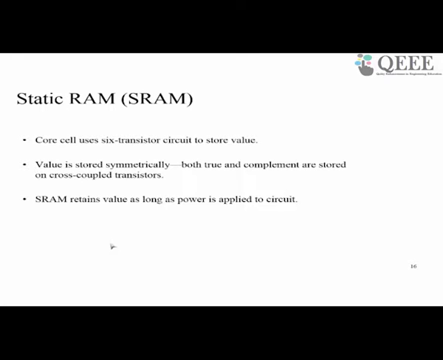So each core cell of an SRAM can be constructed using a 6-transistor circuit. The values are stored symmetrically, which means that both the bit and its complement will be available at any given time. SRAM retains the value as long as there is power, which means that the chip has to be powered, but the bits at the content of the locations need not be refreshed.